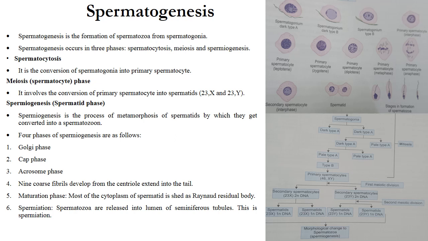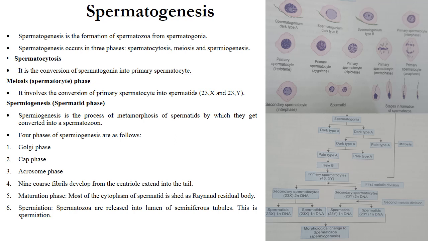So these are large cells with a spherical nucleus, and they occupy the middle region of the seminiferous tubule. That is the primary spermatocyte. They have a diploid number of chromosomes, 46 XY. So this is the first step, spermatocytogenesis, where the spermatogonia is converted into primary spermatocyte.